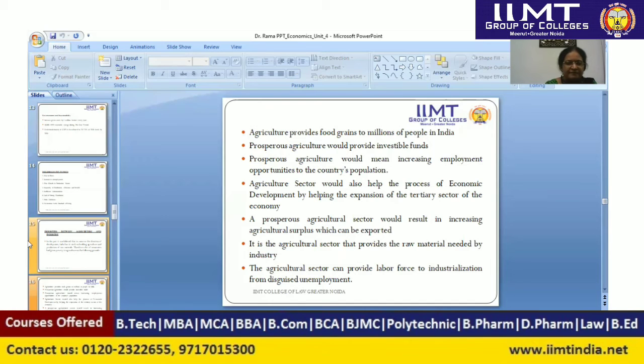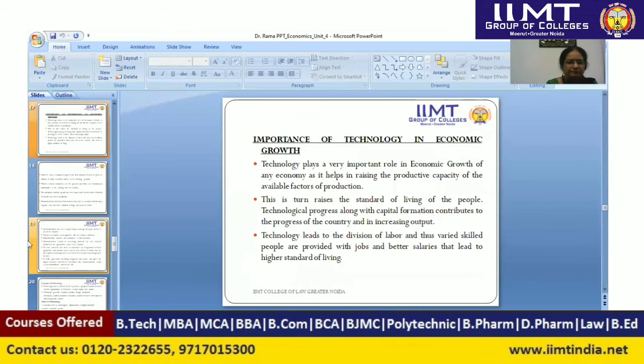It is the agriculture sector that provides the raw material needed by industry. The agriculture sector can provide labor force to industrialization from reduced unemployment. Through the agriculture sector, we get the raw material for the industries. We get all the food grains from the development of the agriculture sector. The agriculture sector plays a very important role in the growth of our economy.